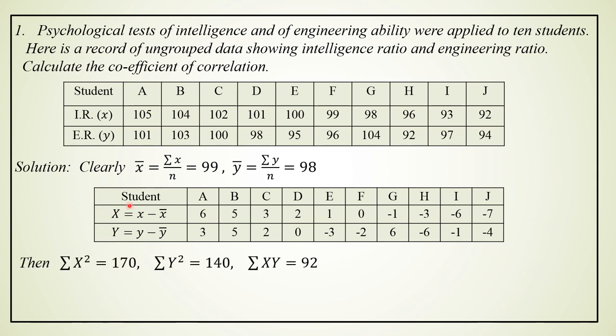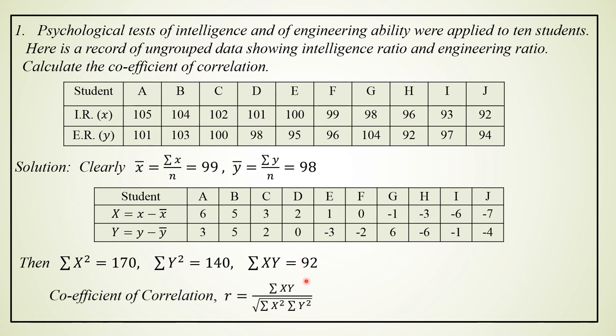After computing capital X and capital Y, find the summation of the squares of X. Take the squares of X and sum it up. That means 6 square plus 5 square plus 3 square plus 2 square and so on. So that you are going to get the summation of X square is equal to 170. Similarly, the summation of the squares of Y is equal to 140. The summation of capital X into capital Y will be equal to 92.